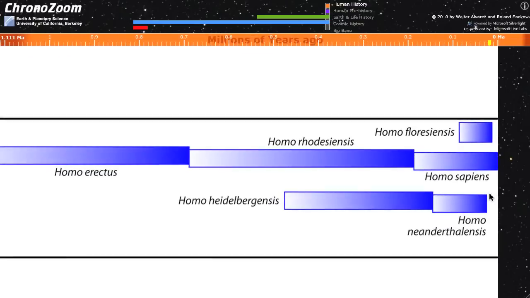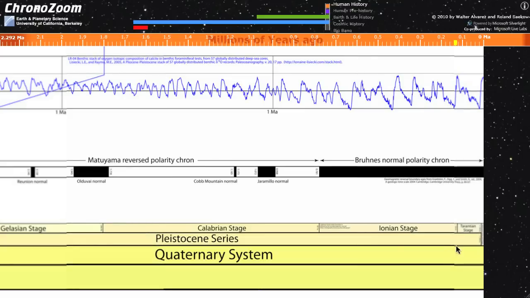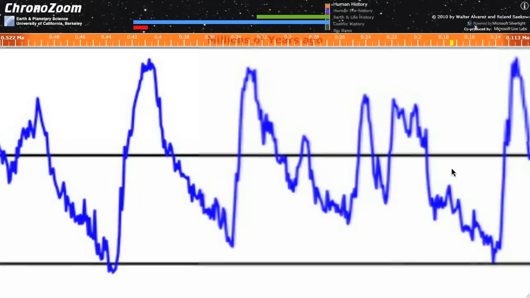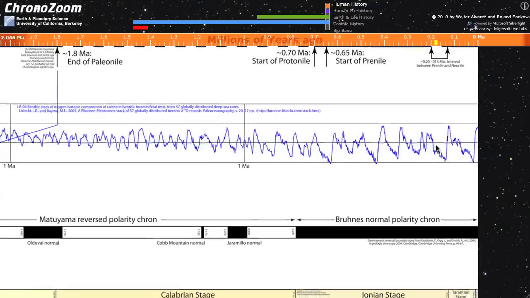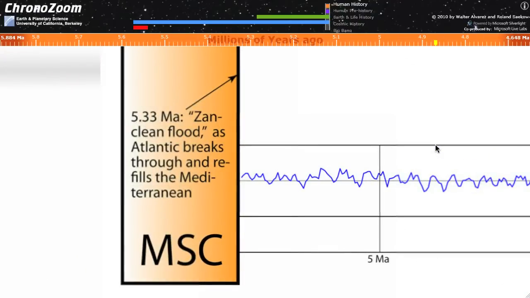Now, across the bottom, you can see the geological time scale, the geomagnetic polarity sequence, and the oxygen isotope record of glaciations from the present back to a bit more than 5.5 million years ago. The orange box over here indicates a remarkable event in Earth history, the MSC, or Messinian Salinity Crisis, in which tectonic uplift blocked the passage between the Atlantic and the Mediterranean, and the Mediterranean simply dried up by evaporation, turning into a desert about 2 kilometers below sea level, and about the size of the United States.